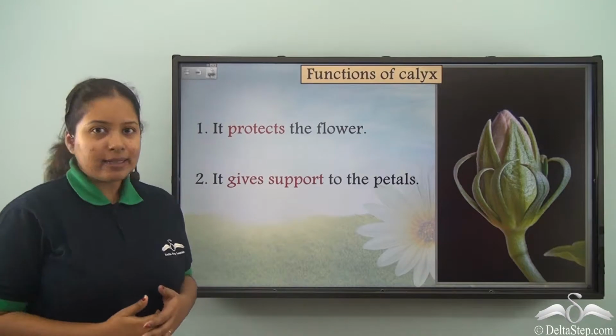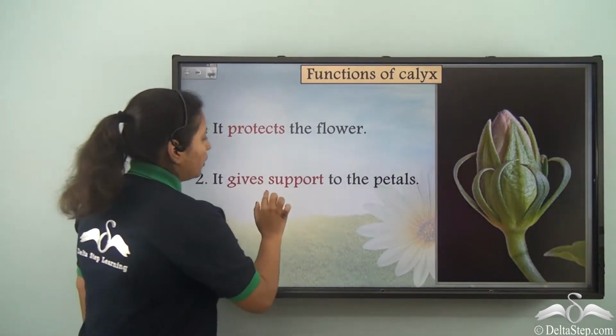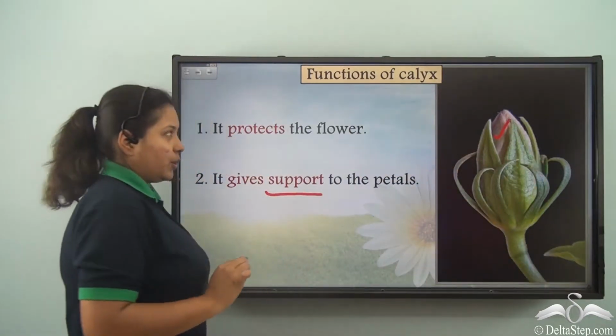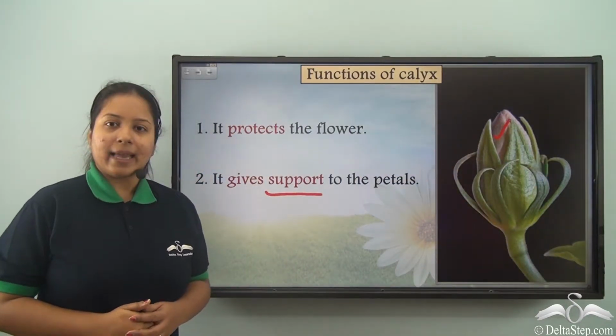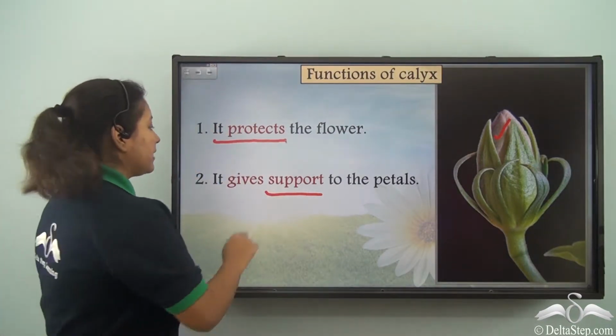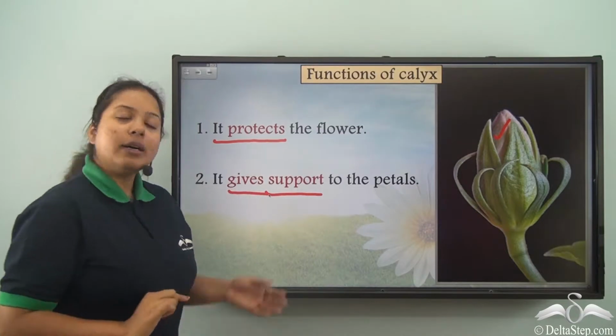Not only that, the calyx also gives support to the petals. So, what are the functions of the calyx? Well, it protects the flower and it gives support to the petals.